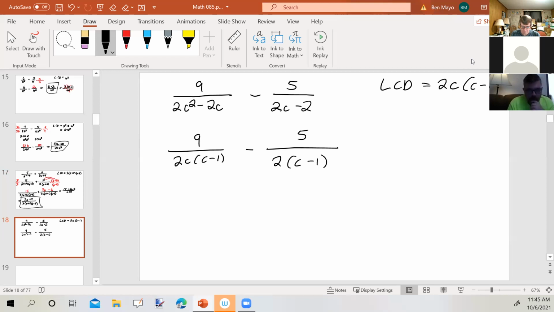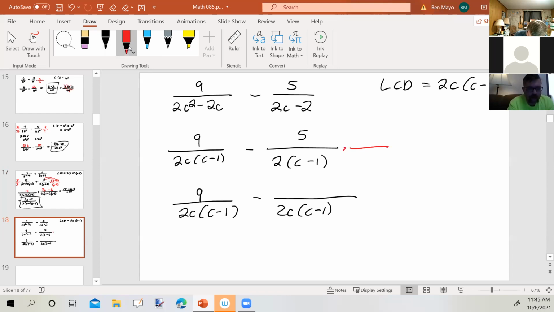Okay. Any questions there? So the LCD is in fact the denominator of the first fraction, so I don't need to build anything there. The second fraction, to get here, I need to multiply the denominator by c to get 2c times c minus 1. Consequently, multiply the numerator by c, and the new numerator becomes 5 times c.